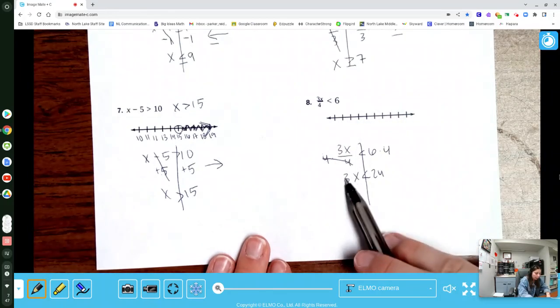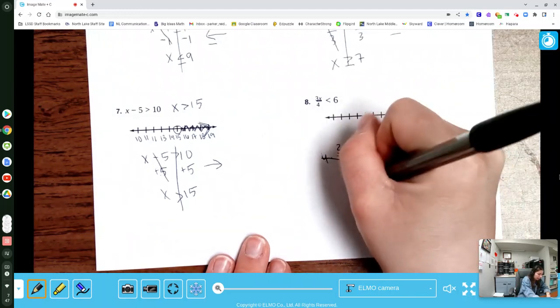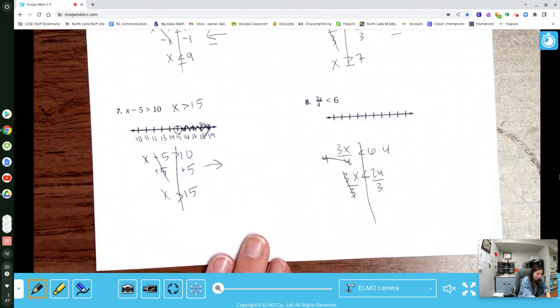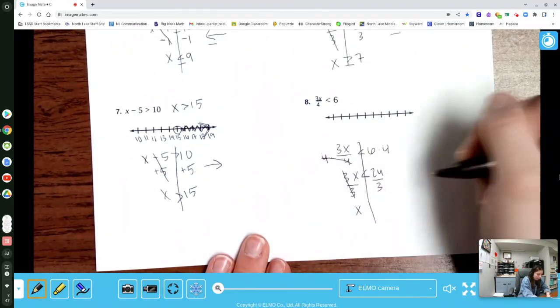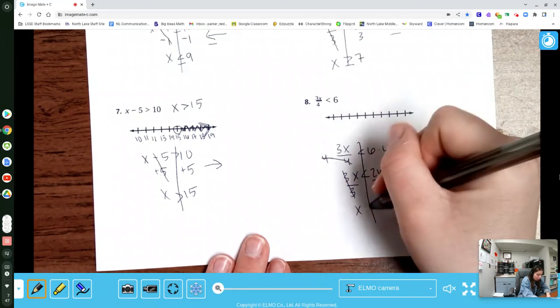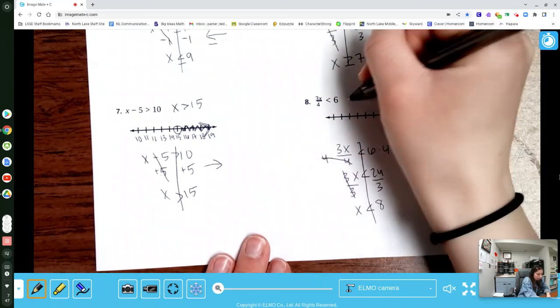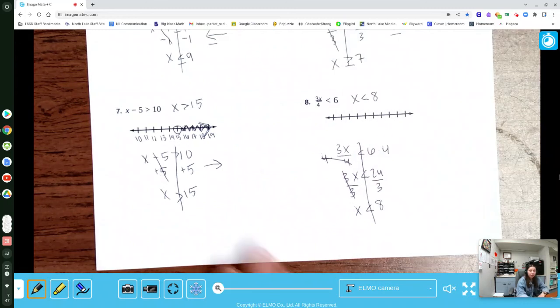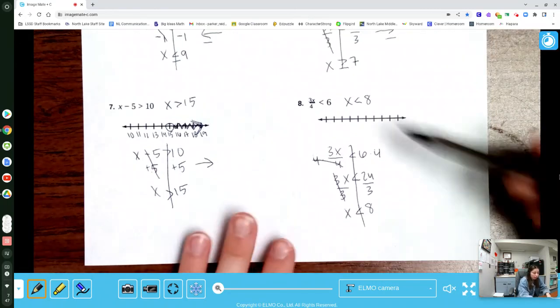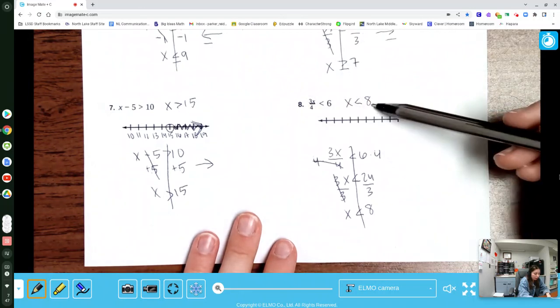To undo this 3 that's being multiplied by the x, I'm going to divide by 3. I'm going to do it on both sides. Times 3 divided by 3 undo each other, leaving only x left over. 24 divided by 3 is 8. And then use our same symbol from above. So we get the solution x is less than 8. This is telling us as long as x is less than 8, our inequality will be true. So this is what we're going to graph, not this, but our solution.